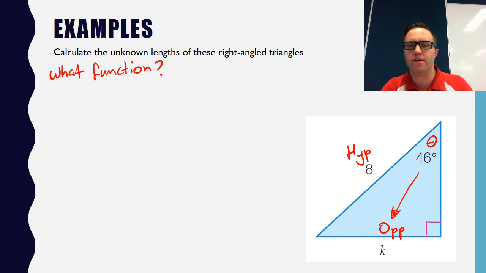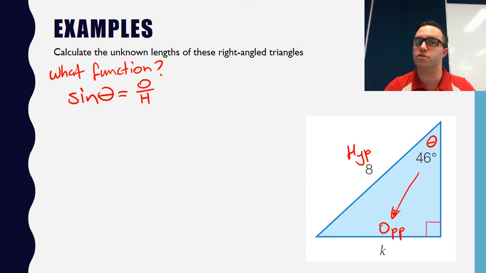So, which of our three trig functions uses the opposite and the hypotenuse? That is that sine theta is equal to the opposite over the hypotenuse, okay? So we know we're going to be using sine theta. Right, the next thing we do is we substitute our values.